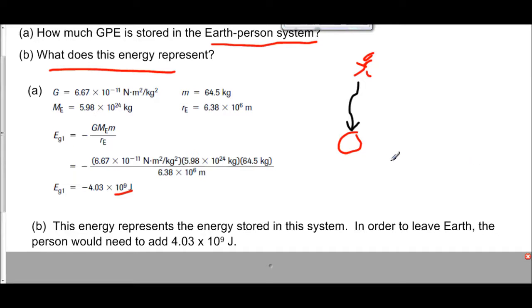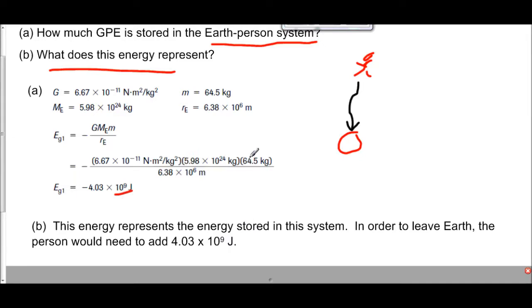The other way to think about this: in order to leave the Earth, if we wanted to fling this person on a slingshot out of the Earth, they'd have to have this much energy. And if they had this much energy or more, they would never, ever come back to the Earth. They would have enough energy to escape Earth's gravitational field, and they would be gone. Anything less than this, and eventually they would fall back to the ground.